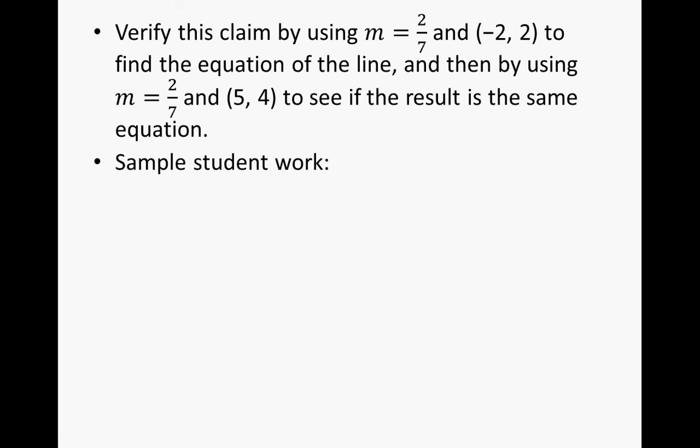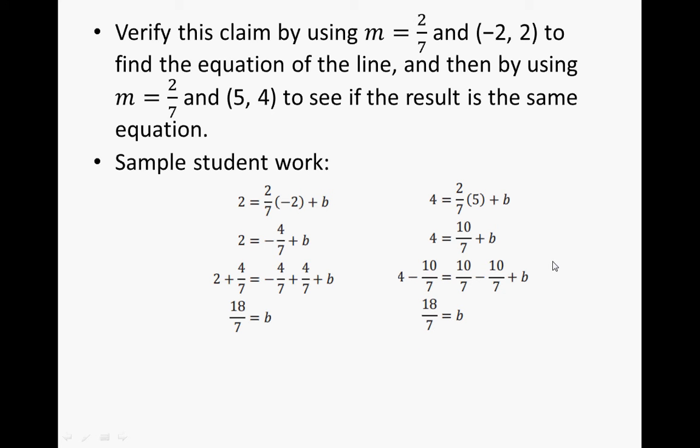So here is our sample work. If we use -2 and 2, notice that we make 2 equal to y and -2 equal to x. So 2 is equal to 2/7 times -2 plus b. That means we have 2 is equal to -4/7 plus b. Then adding 4/7 to both sides to isolate b, we get b is equal to 18/7.